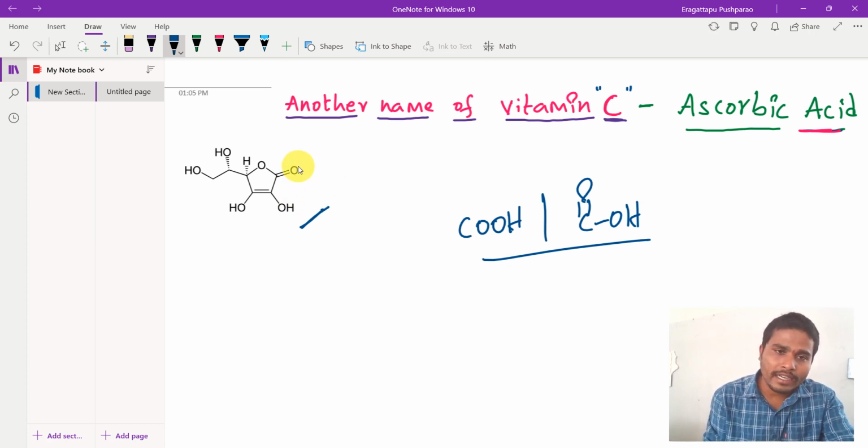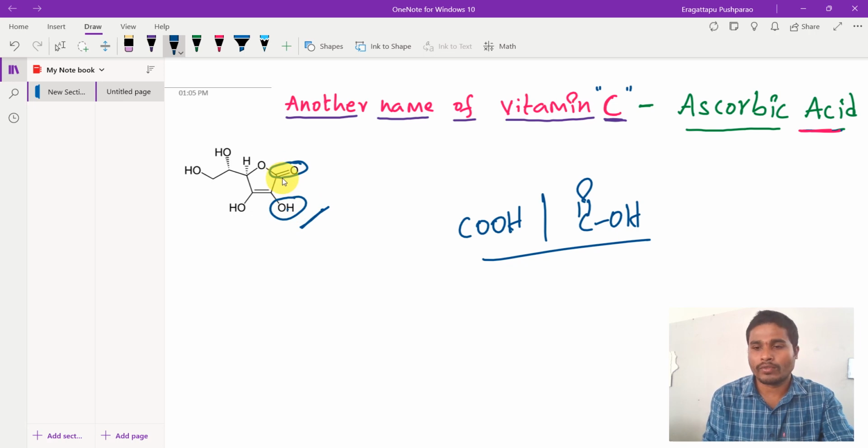Of course, we have C double bond O and we have OH, but this OH is not attached to that C double bond. I mean, this OH is not attached to the carbonyl carbon. So this is not an acid functional group. This is a C double bond O functional group, which is part of an ester, and this is an OH functional group. But still, why are we calling it ascorbic acid? I mean, why is vitamin C called an acid? What would be the reason? So that reason we are now going to learn.